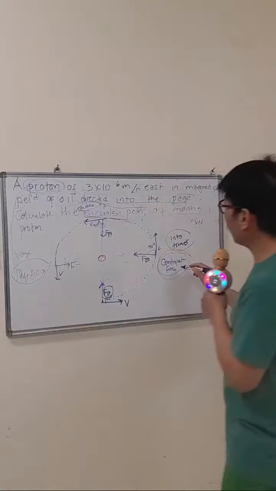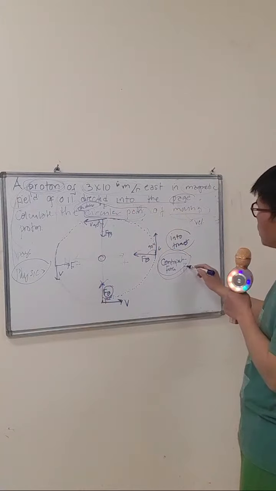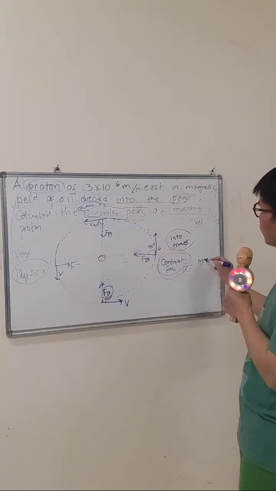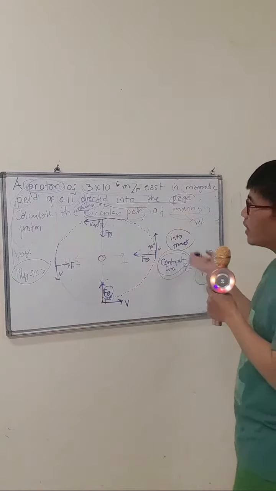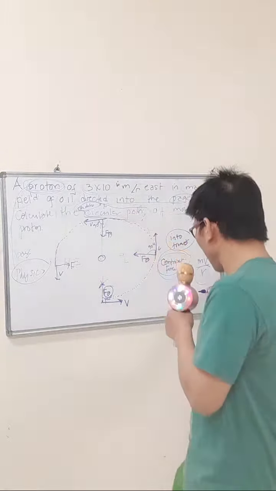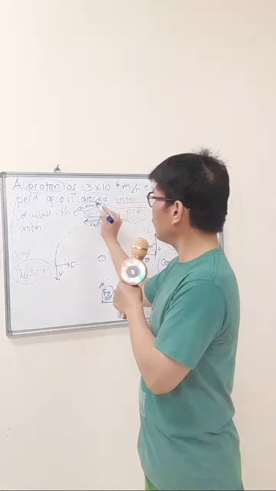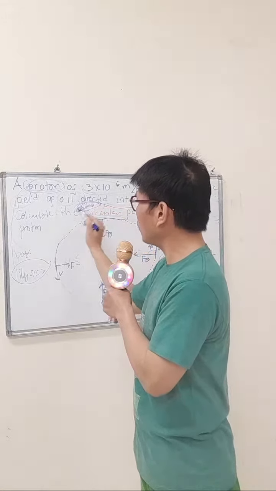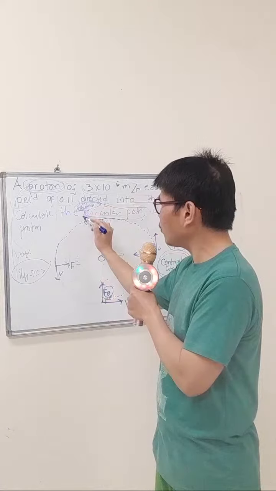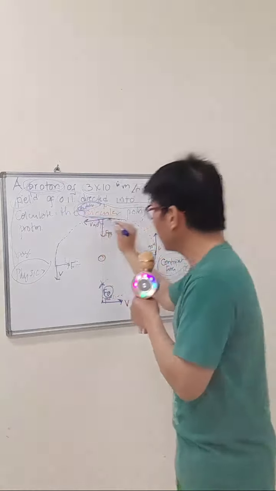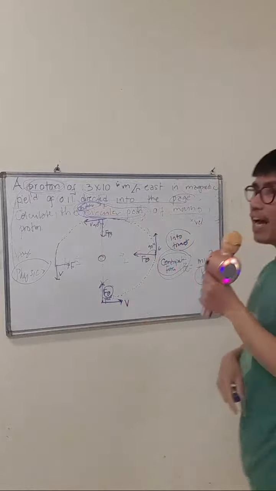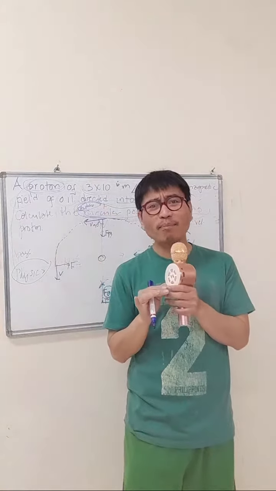So centripetal force is denoted as Fc. So we have mass times the velocity squared over r. So r, the radius, has been appearing because it's been asked in the problem. So calculate the radius of a circular path. Now, take note.